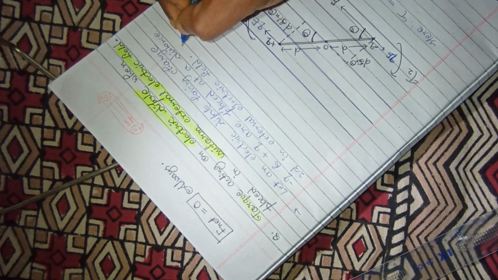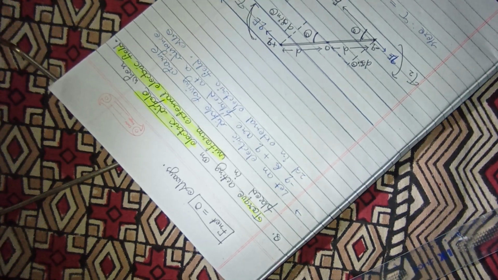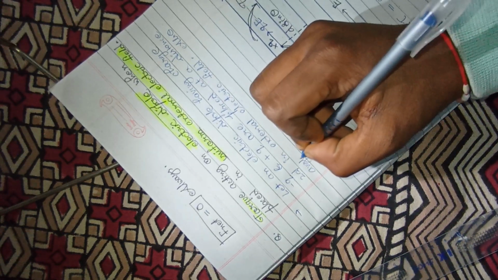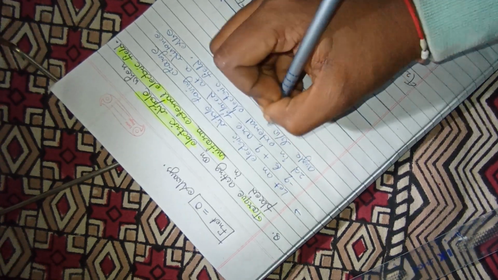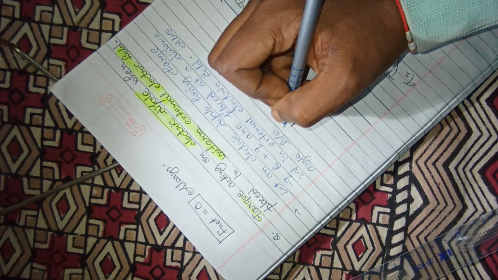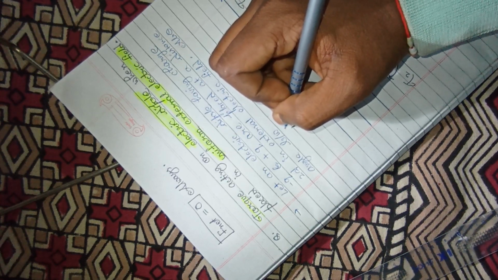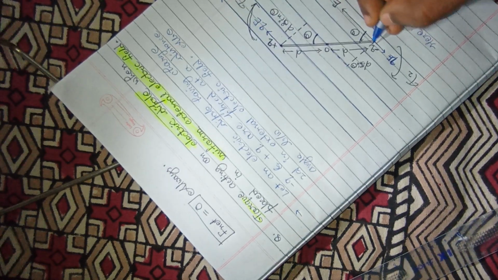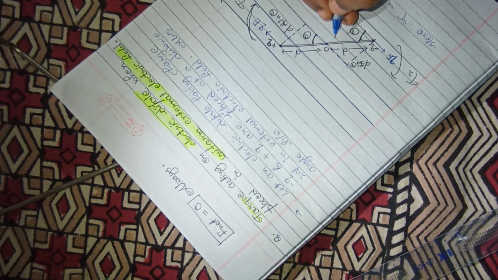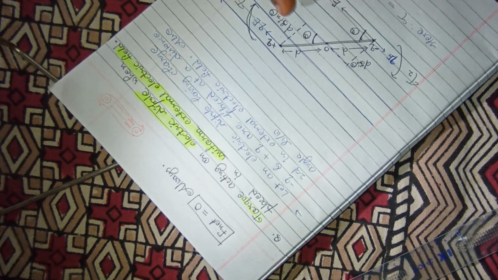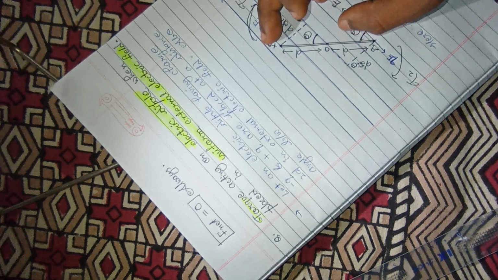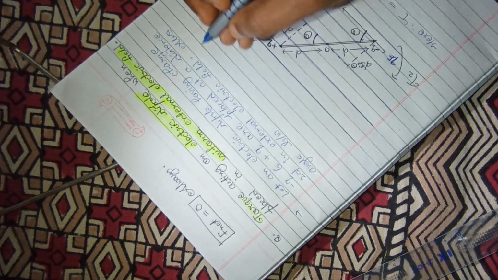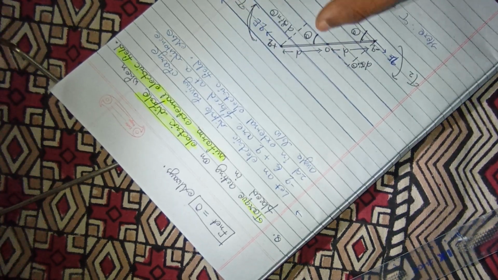Also, this angle we have considered theta. Also, the angle between the electric field and the electric dipole moment. The direction of the electric dipole moment, you know, is from minus to plus. The direction of electric dipole moment is from minus to plus. So this will be the direction of the electric dipole moment, and this will be the angle between the electric dipole moment and the electric field.